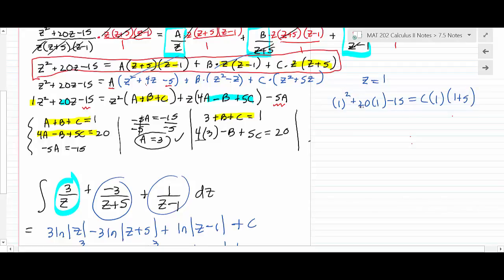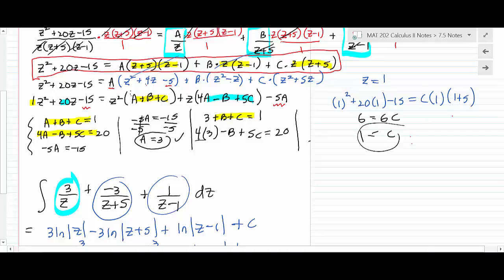So this would be 20 minus 15 is 5. This would end up being, have I got that right? No, I don't have that right. I'm doing my arithmetic wrong. That's 6, isn't it? So that whole thing there is 6. That's 6c. c is 1. That's what we found, right? That's another way to do it. Now you could go back, see, and you could do this problem this way.